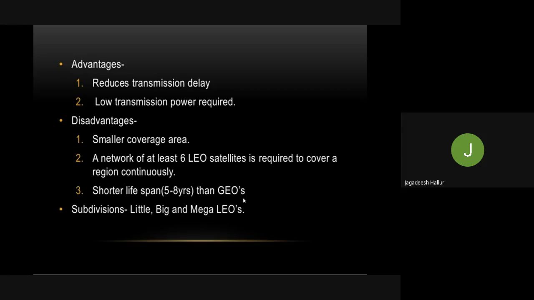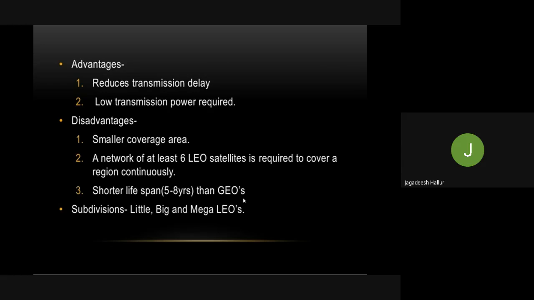And what are the disadvantages of low Earth orbit? It will cover a small coverage area. It is used in rural areas and some urban areas where the population is less, where they have started launching satellites. Second, a network of at least 6 low Earth orbit satellites is required to cover a region continuously. We can launch more than that also, but to cover one area it requires a minimum of 6 low Earth orbit satellites.